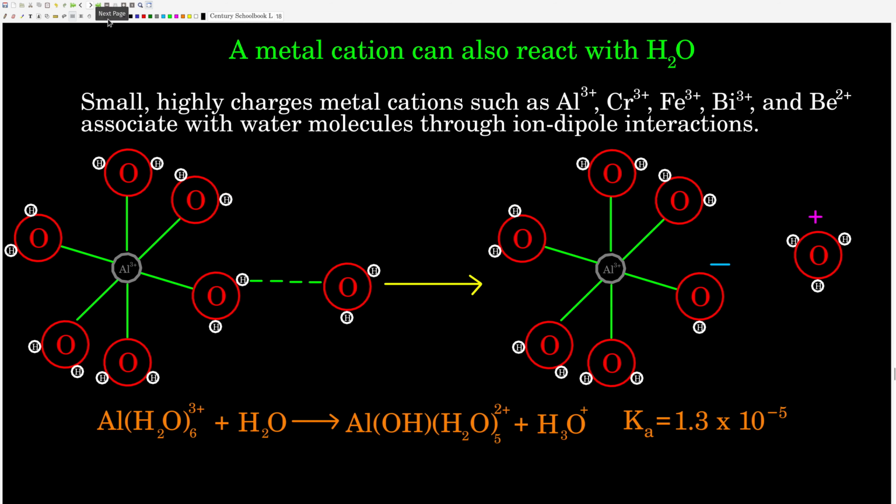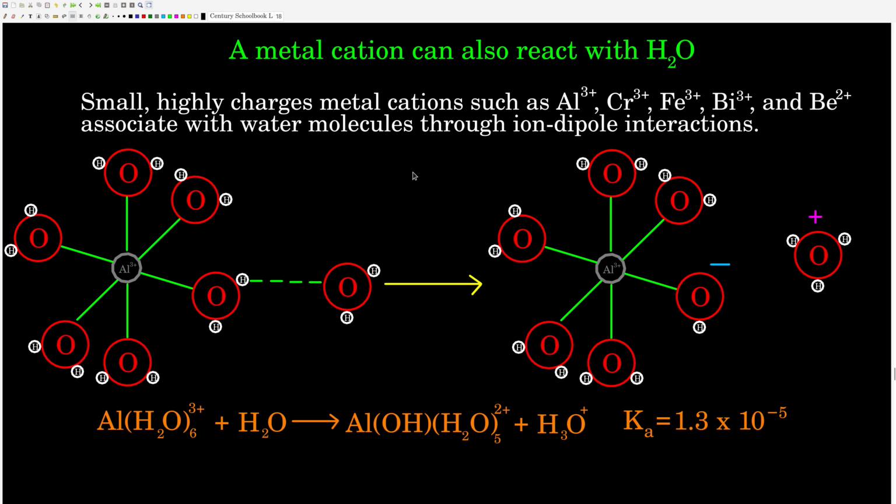Acids are sour. So metal cations, this is cool stuff too, guys. A metal cation can also react with water and affect the pH of a solution, but only small metal cations that are highly charged, such as aluminum, chromium-3, iron-3, bismuth, and beryllium. These guys have a +3 charge, which is highly charged. This is pretty highly charged, +2, but it's really small, but that helps it out.